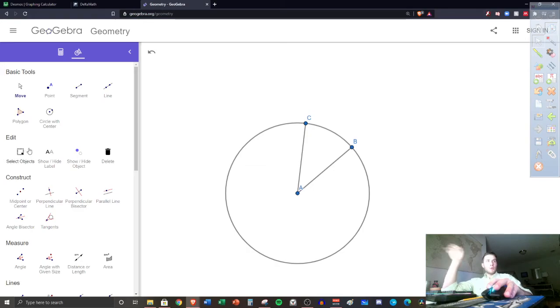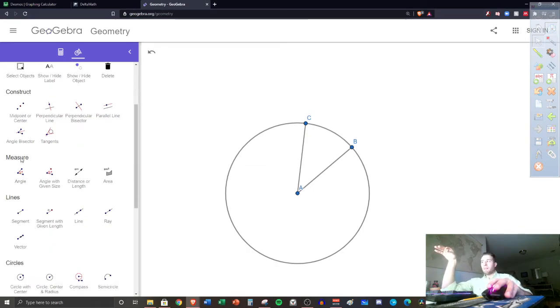So click the More tool on the left, and you're going to scroll down, and you're going to find this measure. That's what we want. See the one that says measure? And we're going to click this distance or length.